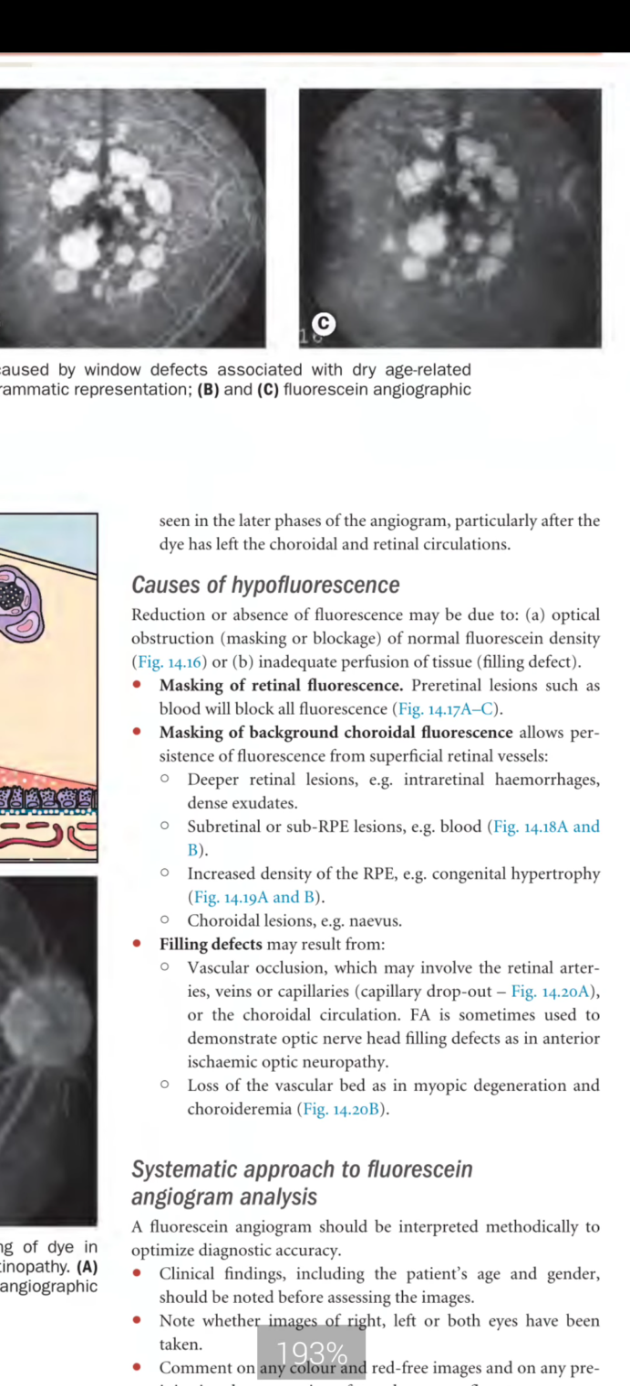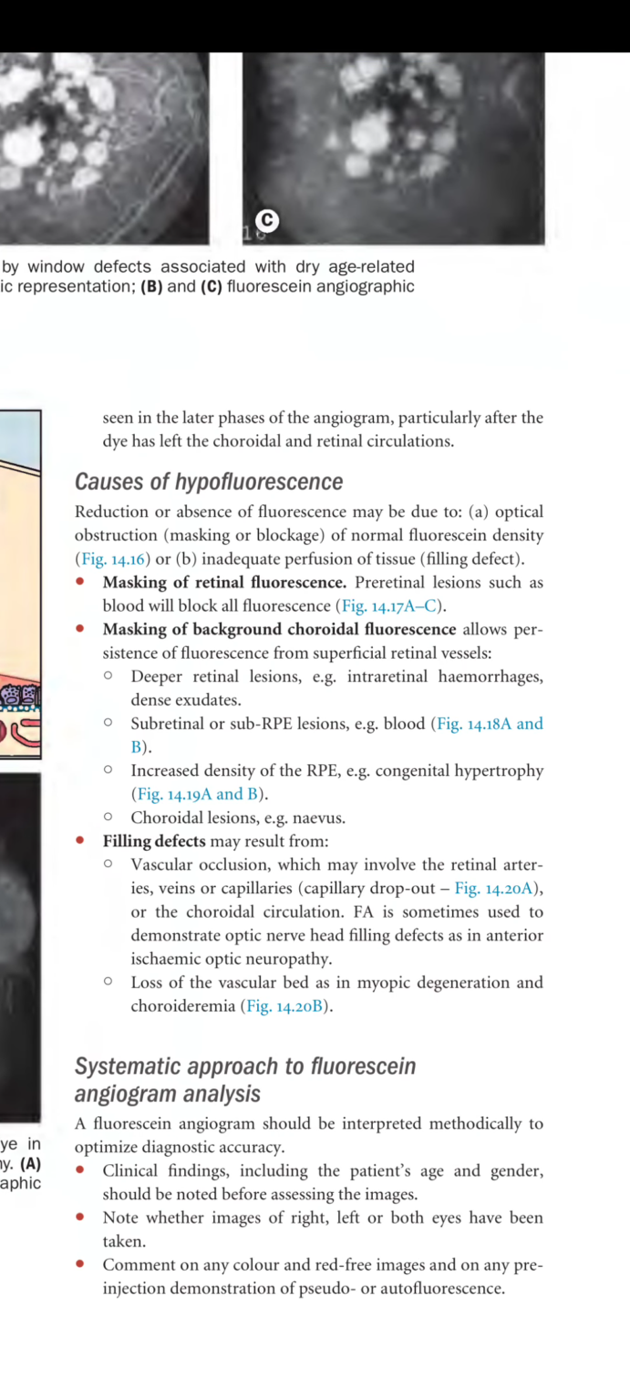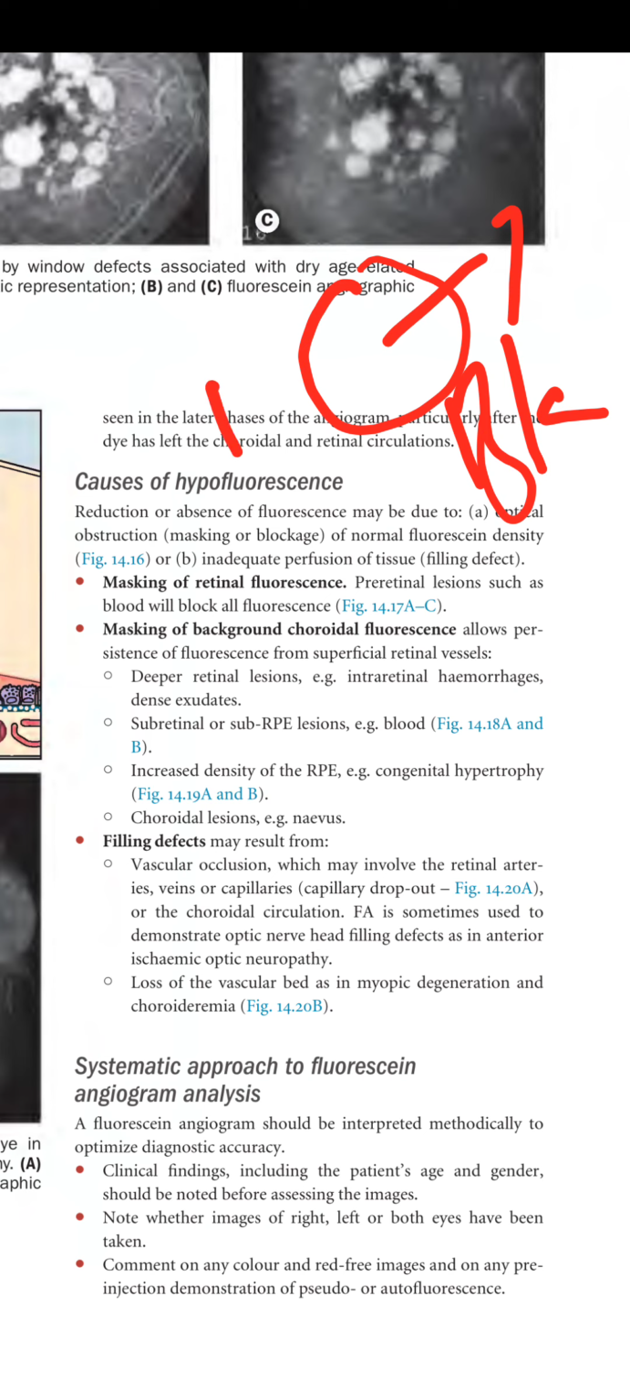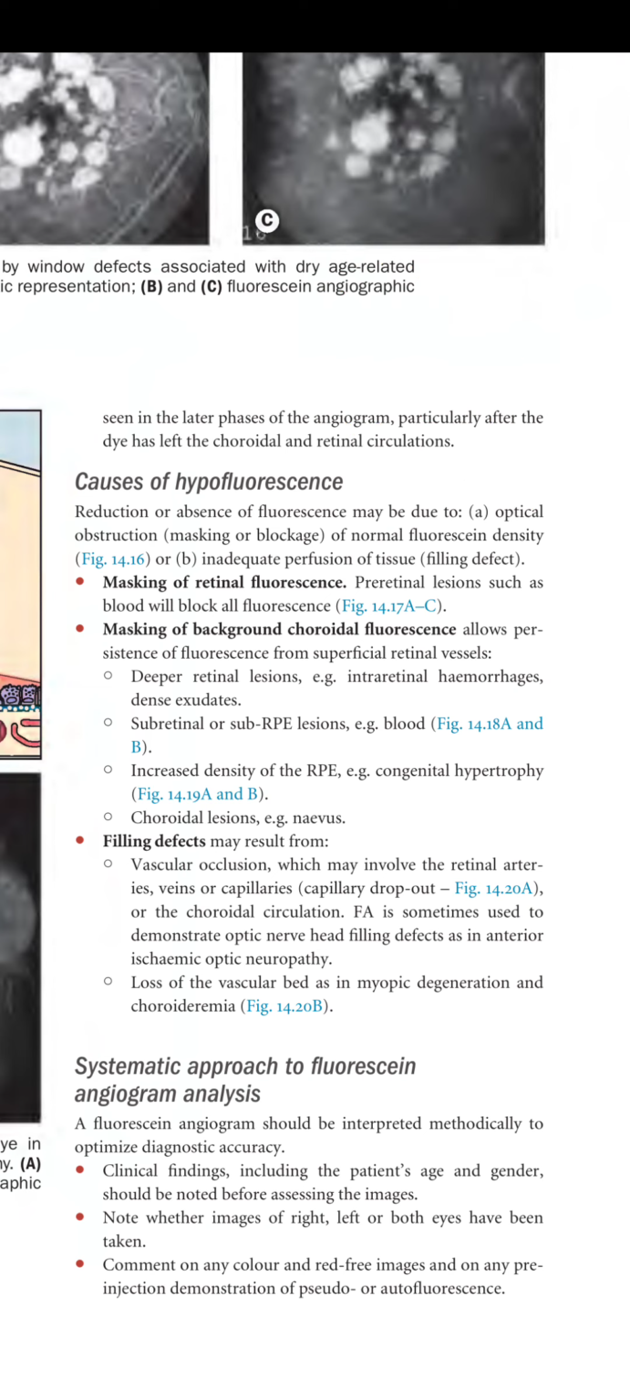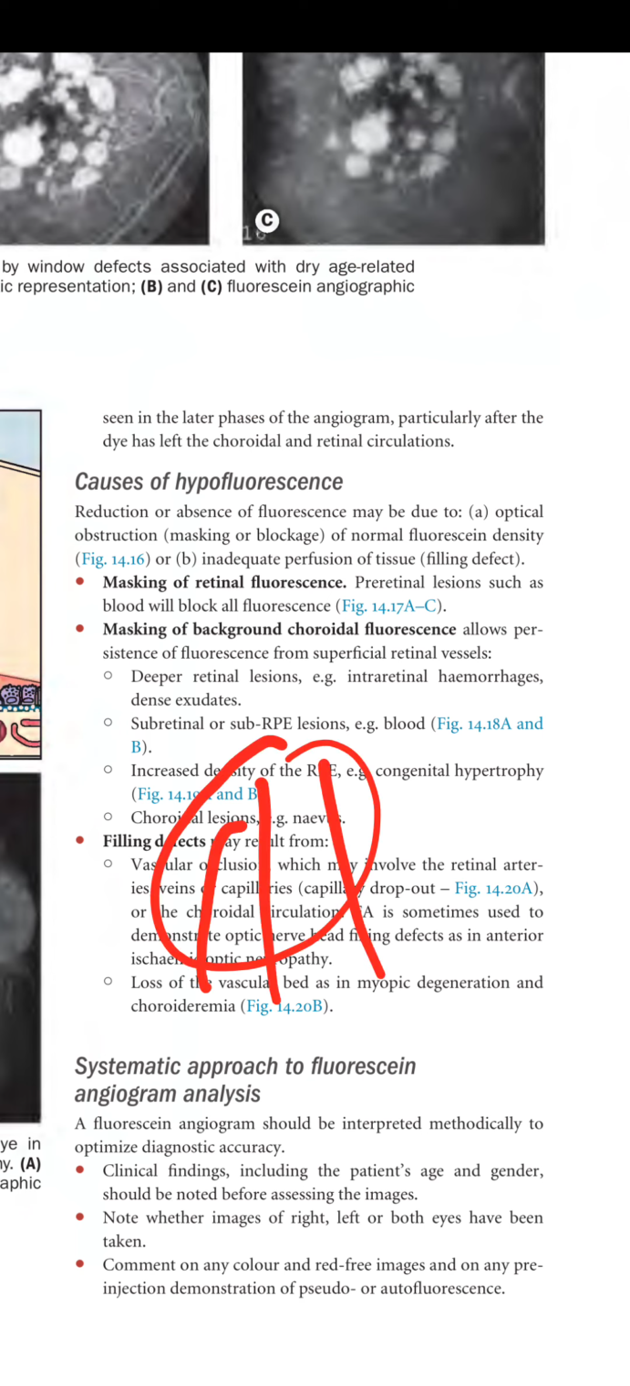So next is the causes of hypofluorescence. Hypofluorescence means there is a blackish discoloration because of the absence of fluorescein. The reduction or absence of fluorescein may be due to optical obstruction, where something is obstructing the view of the area, like some kind of hemorrhage, or to a normal fluorescein density but inadequate perfusion of tissue, a filling defect.